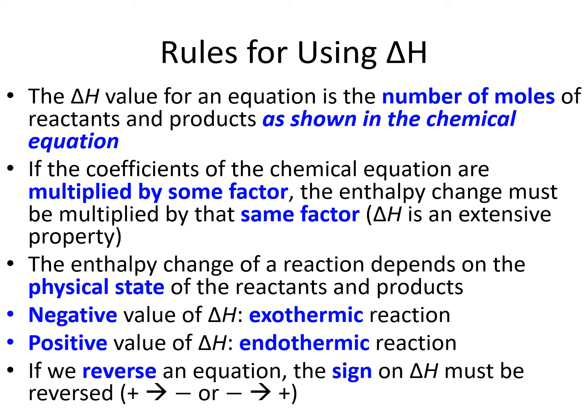Remember, delta H and Q are basically interchangeable. Just like with Q, if we get a negative value of delta H, the reaction is exothermic. And if we get a positive value of delta H, the reaction is endothermic. Our last rule is that if you reverse an equation, that is, if you put the products on the reactant side and the reactants on the product side, then the sign on the delta H needs to be reversed. If delta H for the forward reaction is positive, the delta H for the reverse reaction is negative, and vice versa.